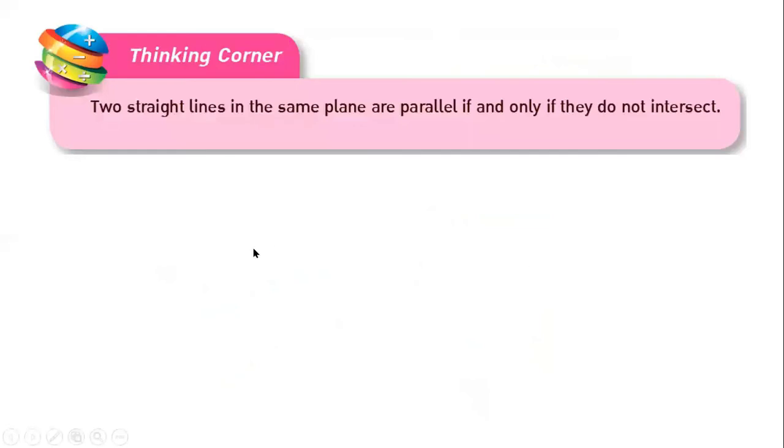Okay, now two straight lines in the same plane are parallel if and only if they do not intersect. Intersect means to meet. So if they meet, then those are not parallel lines. But if they do not meet, then we say that those are parallel lines.